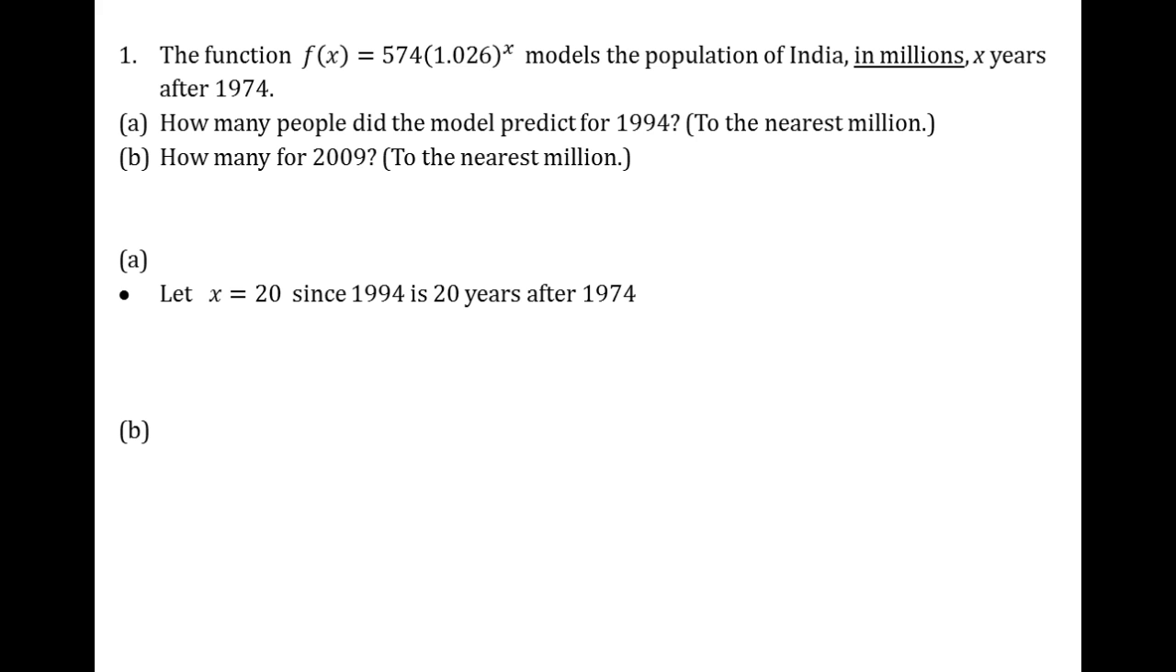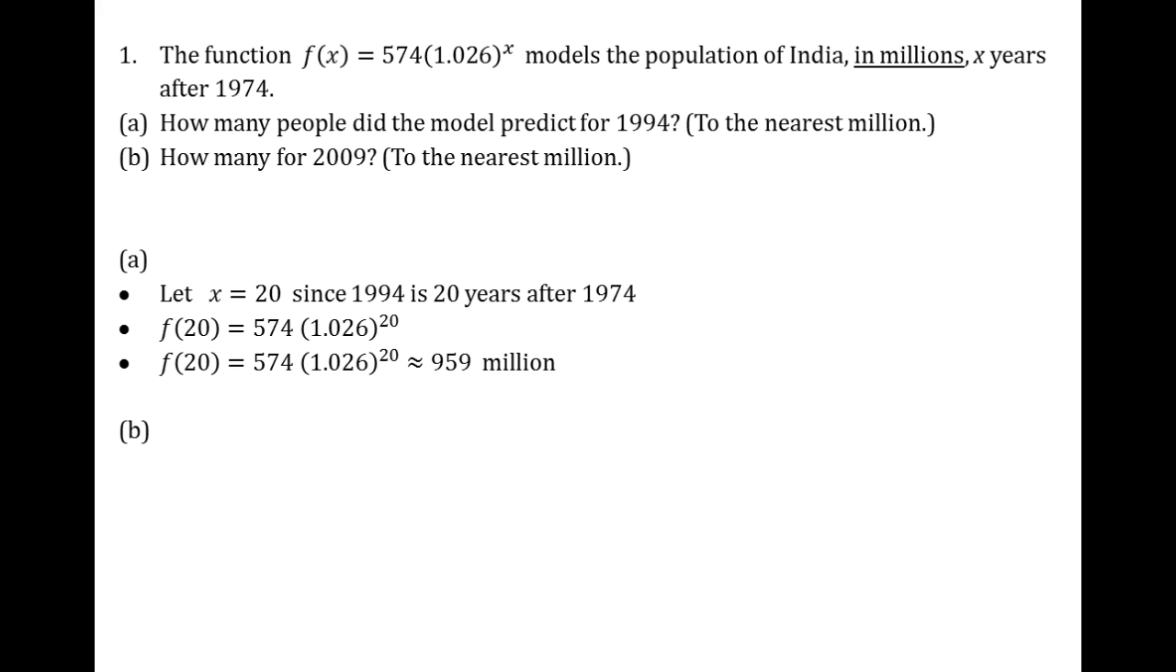So what we want to do is plug in 20 for X in this case, because we want 1994. That's 20 years after 1974. So we're going to plug in 20 for X, take a calculator or computer and compute that number, and we get approximately 959 million.